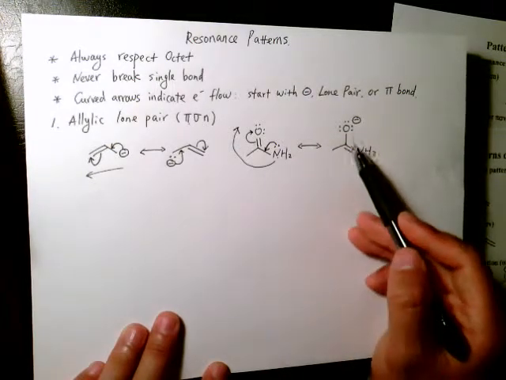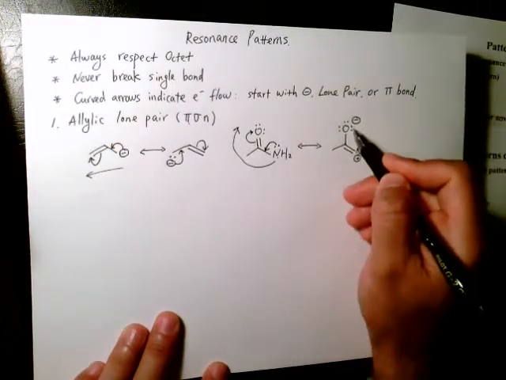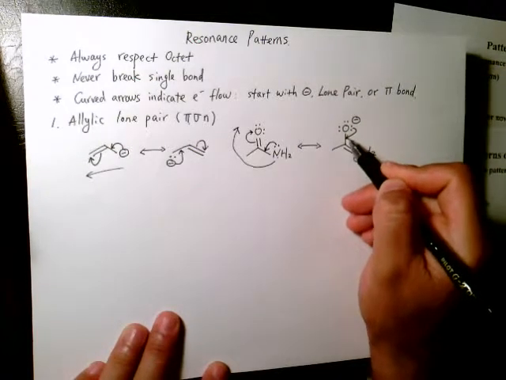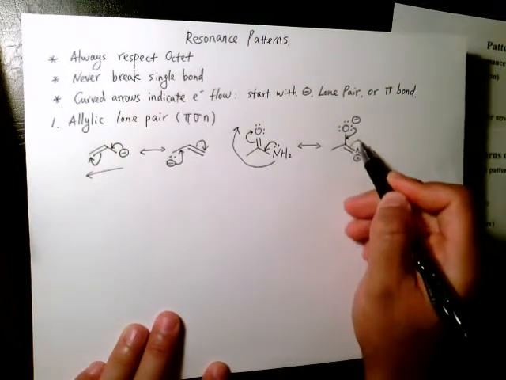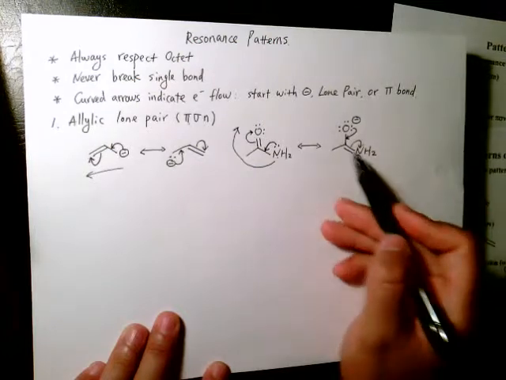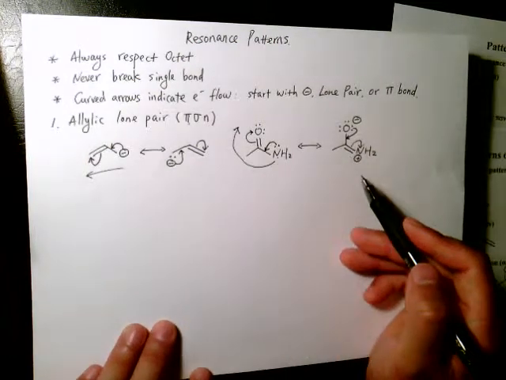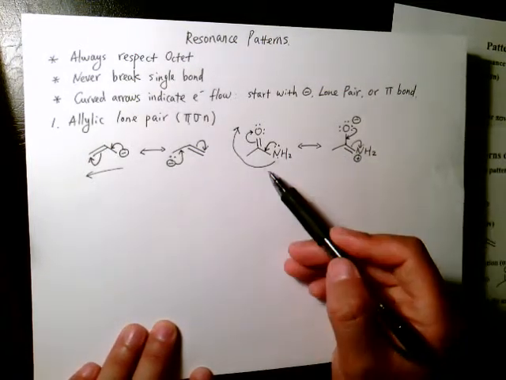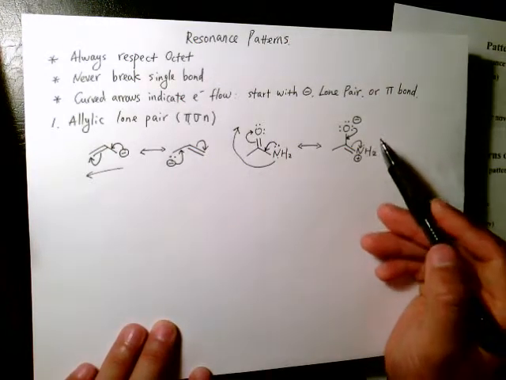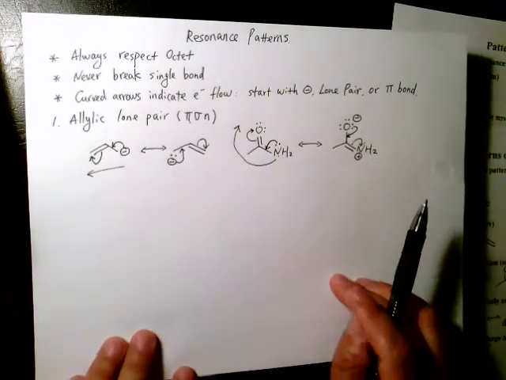Similarly, this one can come back. We can use the lone pair electrons, go to the nearby bond, this pi bond will break and become a lone pair on nitrogen. Basically, it will go back. So the reverse step is also an allylic lone pair pattern. So that is our allylic lone pair pattern.